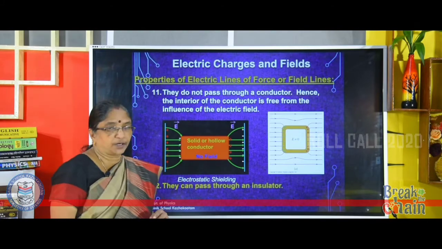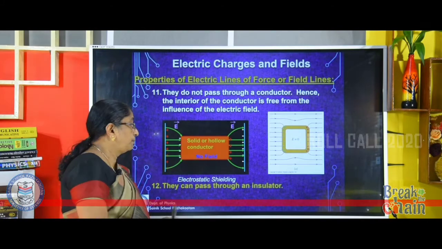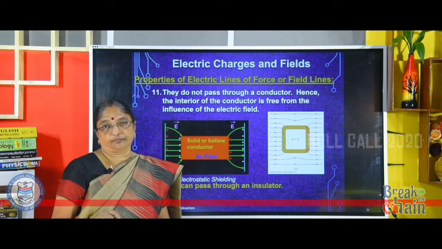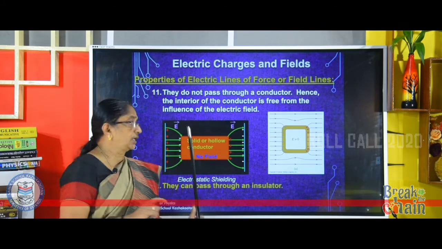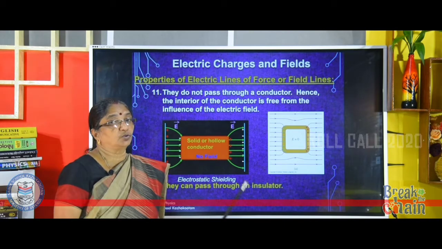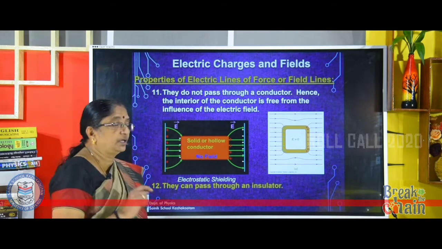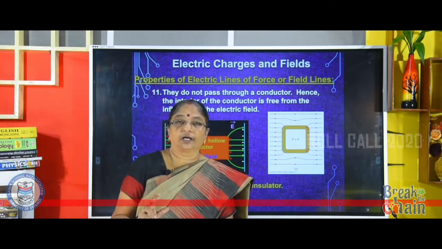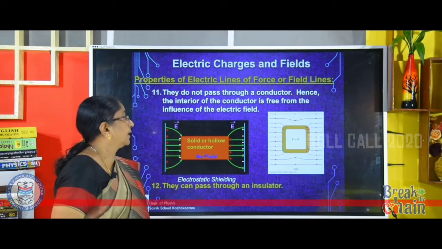And see the last property, they can pass through insulator. Electric lines of force cannot pass through a conductor but can pass through insulator. These are the major properties of electric lines of force. 12 properties are there.